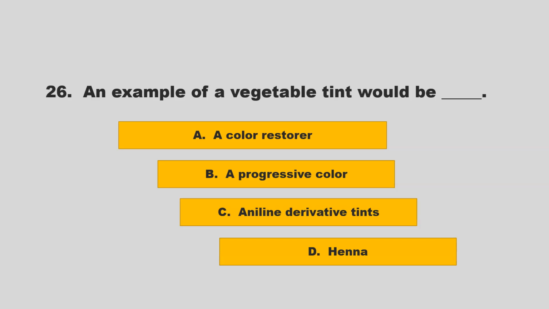An example of a vegetable tint would be blank. Is it a color restorer, a progressive color, aniline derivative tints, or henna? If you chose D, henna, you are correct.